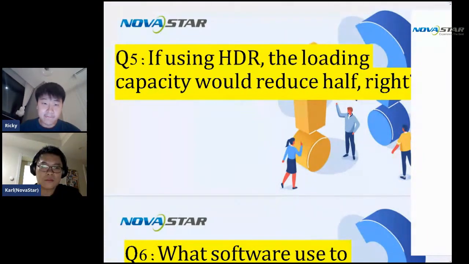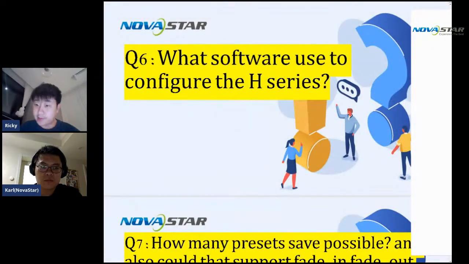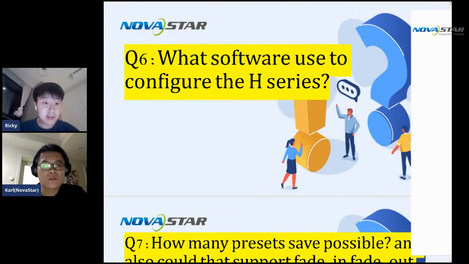The next one is what software is used to configure the H series. To configure the LED wall, like doing the receiving card setting and screen connection setting, the software we use is the same as what you have been using in the past years. It's still Nova LCT software.